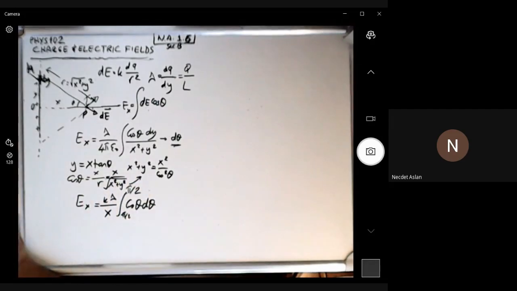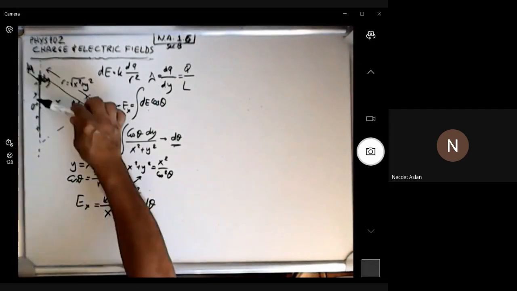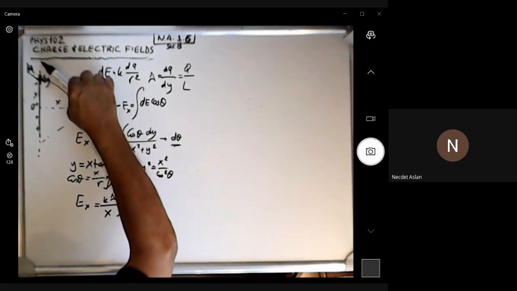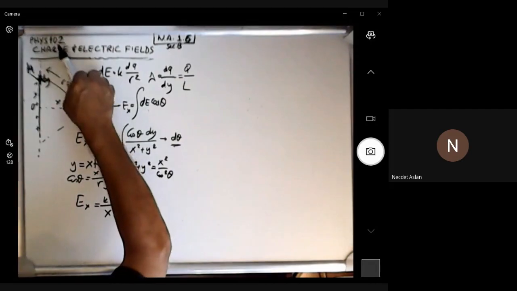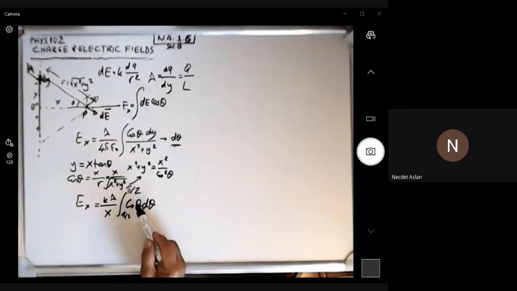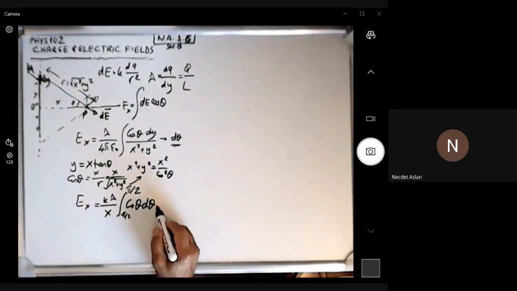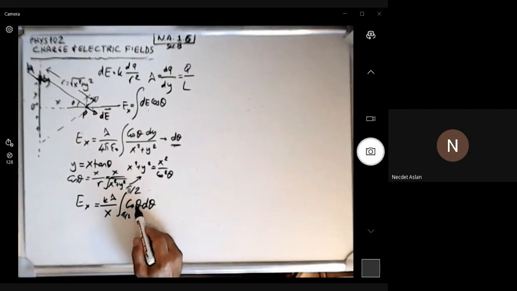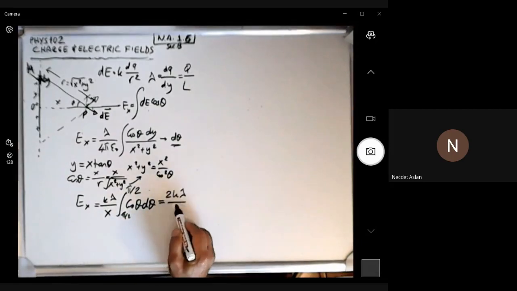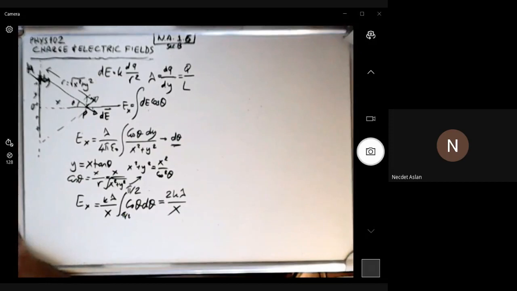The reason is that for infinitely long distances above the x axis we have 90 degrees, and below, minus 90 degrees. This is for the symmetric case. Because the integral of cosine theta is sine theta, when you put these limits, you end up with a factor of 2, and the result was 2k lambda over x, okay? You will remember this. This was the result that we found.